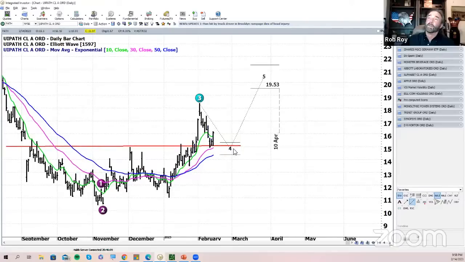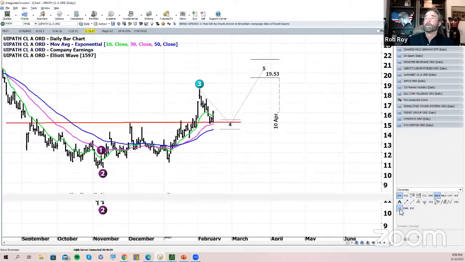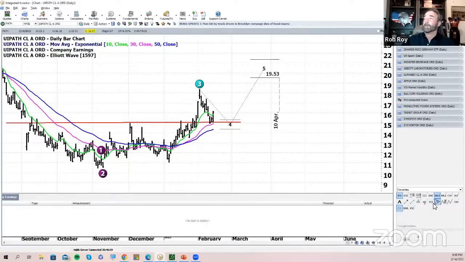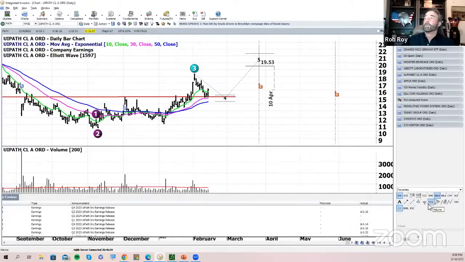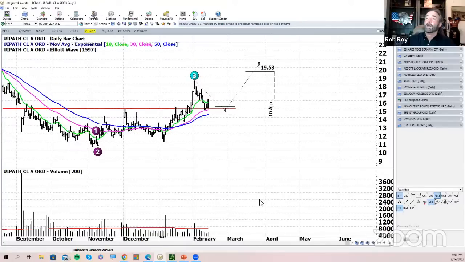So down here to the wave 4 correction level on PATH, that was a pretty impressive move. Was that on earnings, or look at volume? No, it wasn't an earnings report.